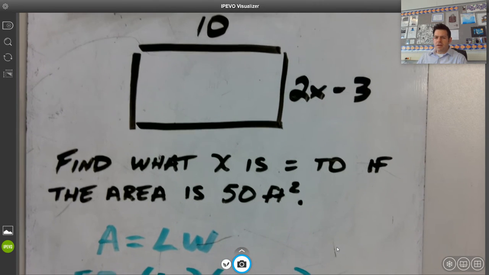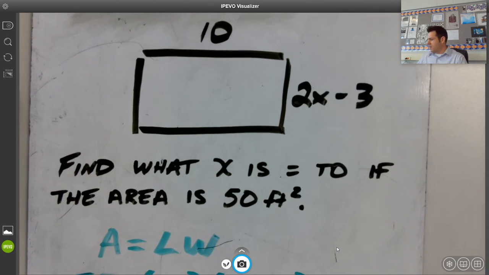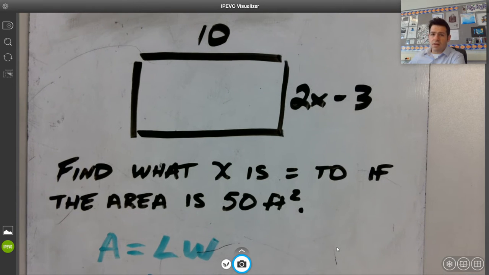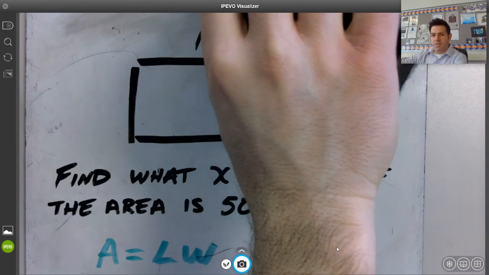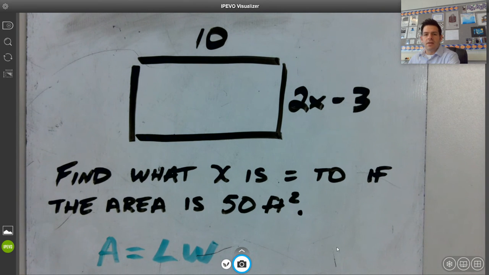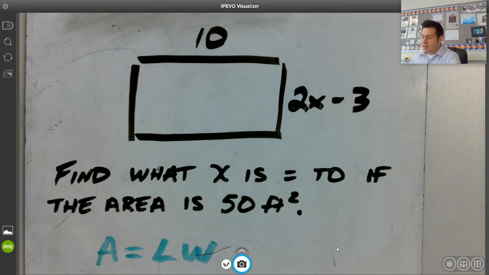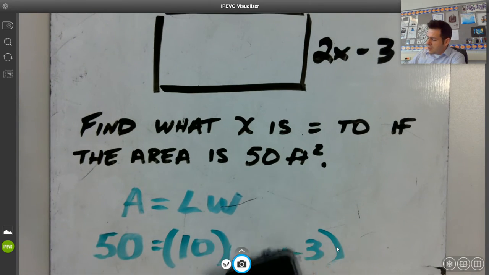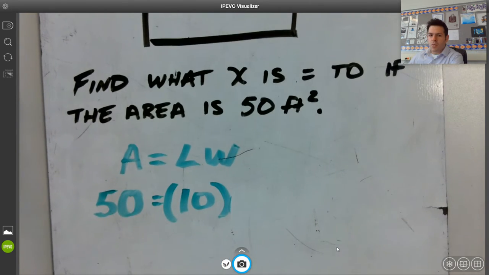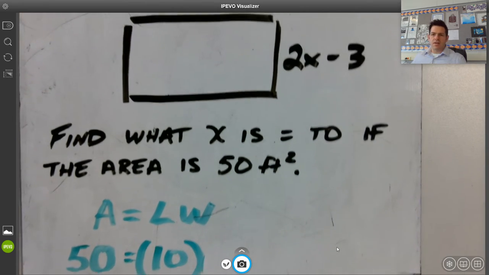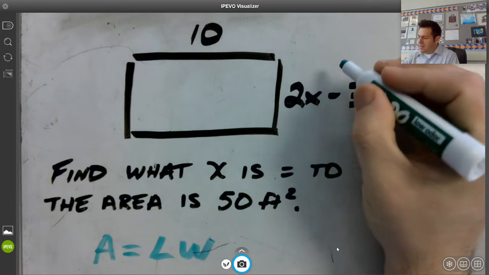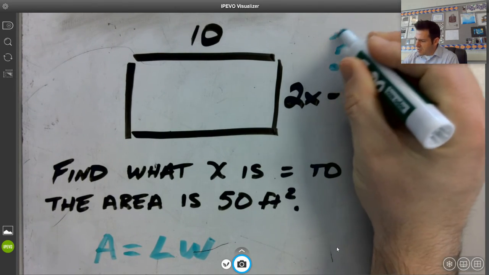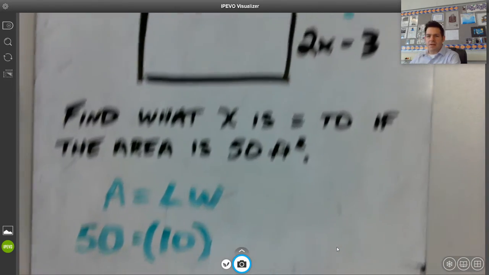So if you know the area is 50 and length times width is equal to area, we can see here that one of the measurements, specifically the 10 up here, is a whole number just like the area is. So maybe, just maybe, we can understand that I know one of the sides. One of the sides is 10 feet. This side right here is the mystery, and can we quickly figure that out?